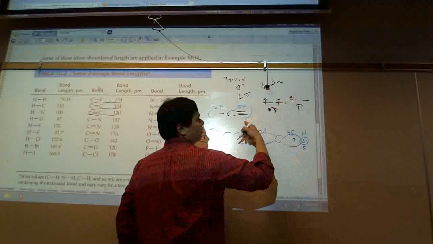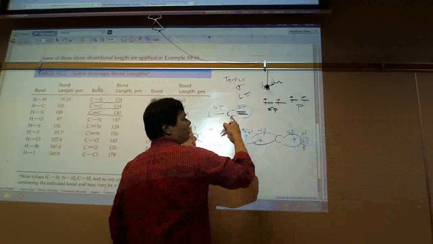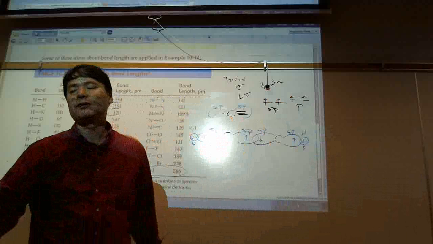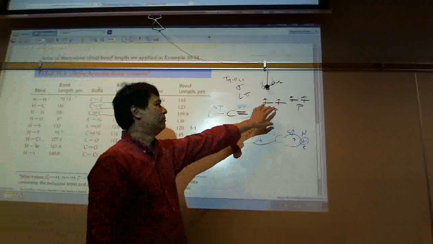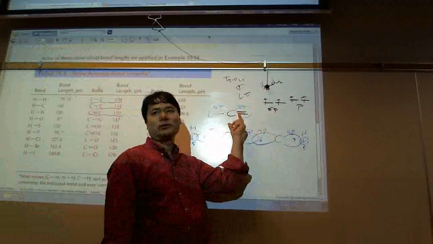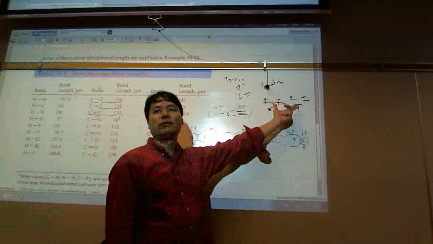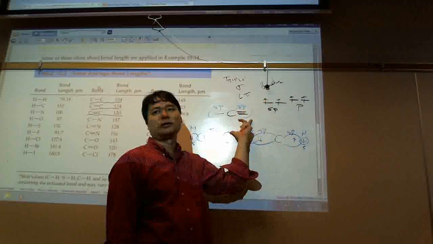And how do we determine the fourth again? I forgot. Because there are no lone pairs on carbon. If there were a lone pair on carbon, I'd pair it. And so we don't know how to fill this until we see the Lewis structure. Once we see the Lewis structure, then we fill it to match the Lewis structure.